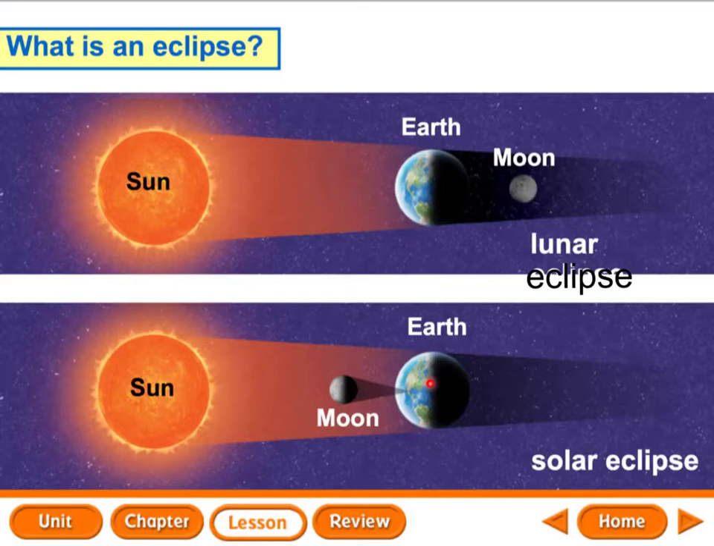So we talked about a few things. Keep in mind, we talked about similarities and differences between the Earth and the Moon. We talked about how the Moon has no air or atmosphere, and that causes craters. We talked about moon phases. We talked a little bit about tides, and we talked about eclipses.